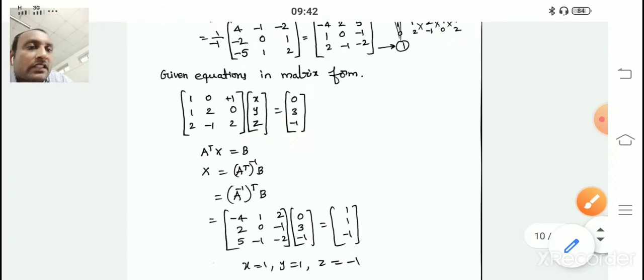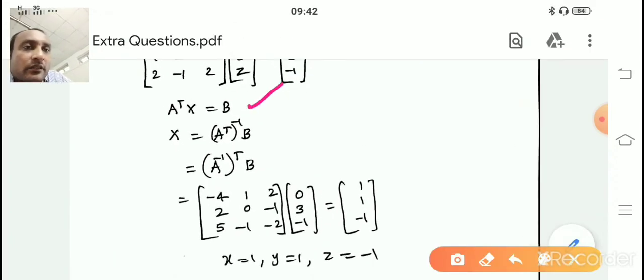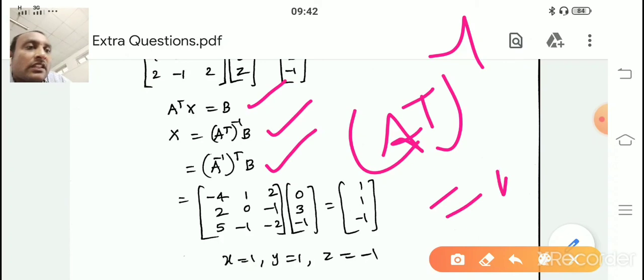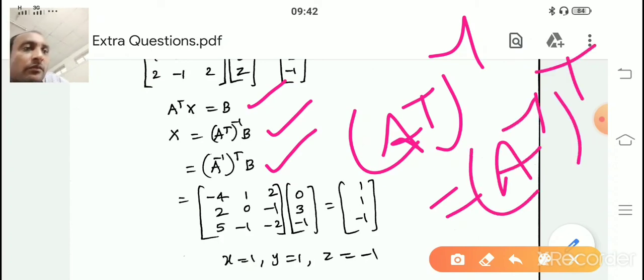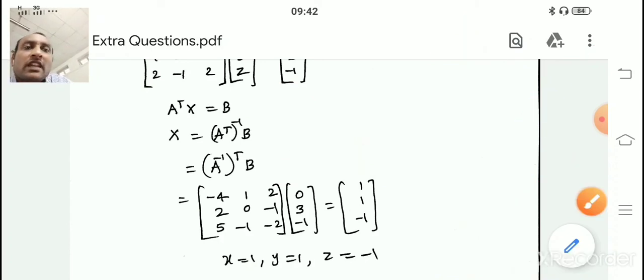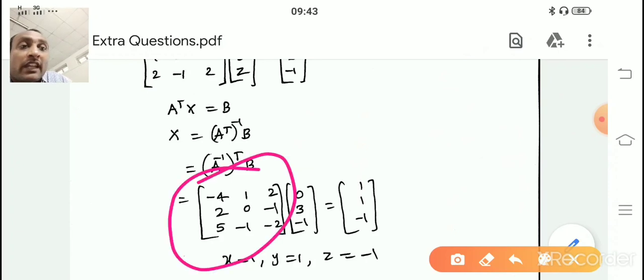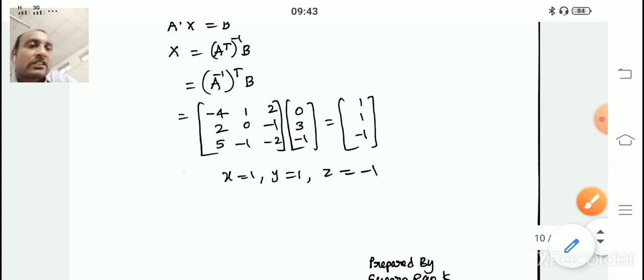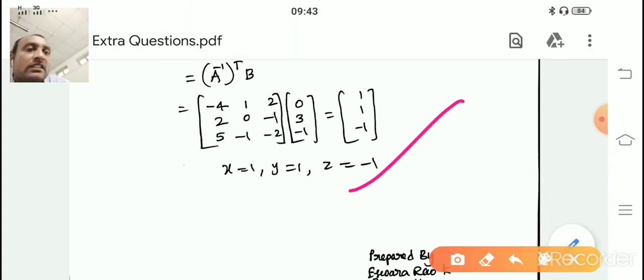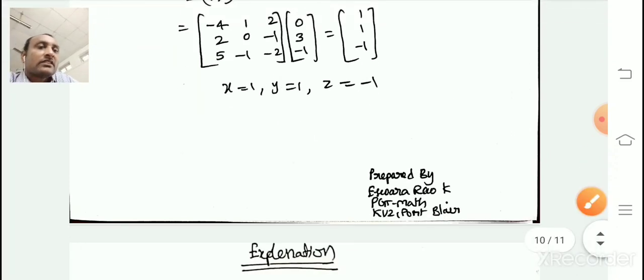So write the equation like this. A transpose x is equal to B, x is equal to A transpose whole inverse B. A inverse whole transpose is nothing but A transpose inverse. Remember, A transpose whole inverse and A inverse whole transpose are the same, no change. So transpose the inverse matrix you found and write it here, then you get the x, y, z values. Hope you understand everything.